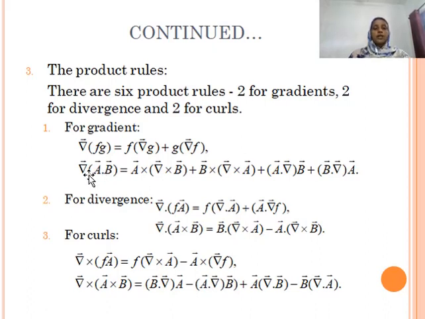Okay, so gradient of A dot B equals A cross (del cross B) plus B cross (del cross A) plus (A dot del) B plus (B dot del) A. Remember, in this case of the gradient operator, this is not commutative. That means A dot del is not equal to del dot A. Okay, remember that point. Here A dot del is not equal to del dot A.